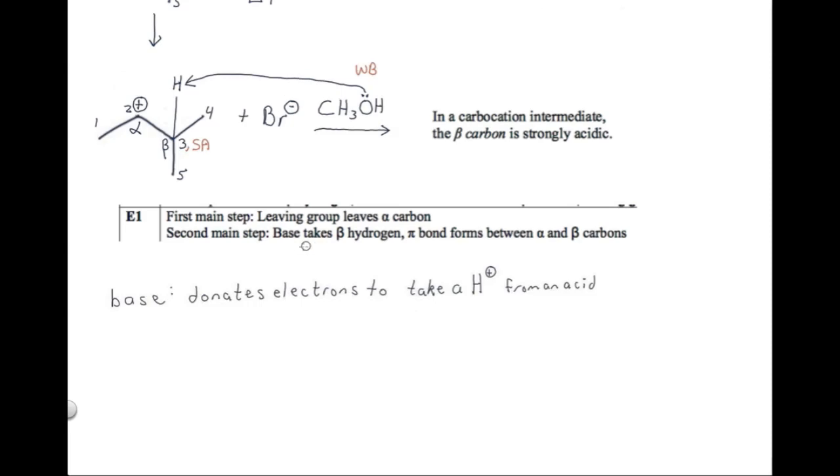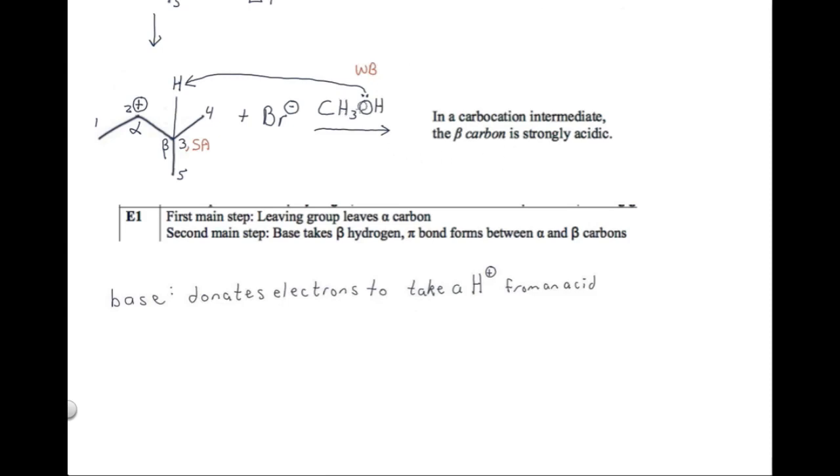Here's the arrow that shows our base taking the beta hydrogen. The arrow shows that the base is donating electrons in order to take this proton. That's why the base goes at the beginning of the arrow, to show that it's donating electrons.